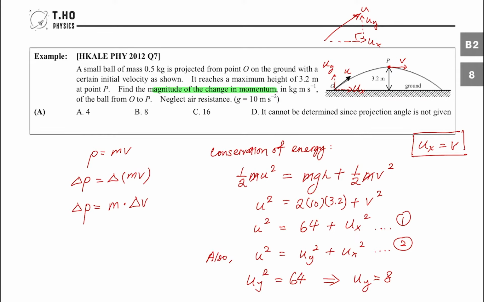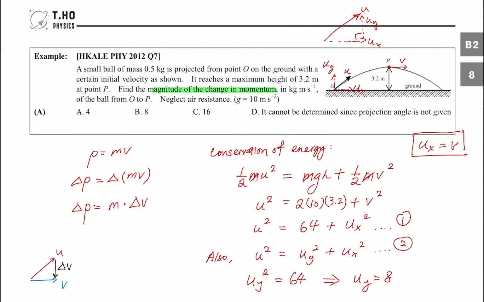What is meant by the change in velocity? Firstly, at the beginning, the velocity is like this. Later on, the velocity becomes like this. So what is the change in velocity? Basically, the change is from the original tip to the final tip of the arrow. So this is basically the change in velocity.